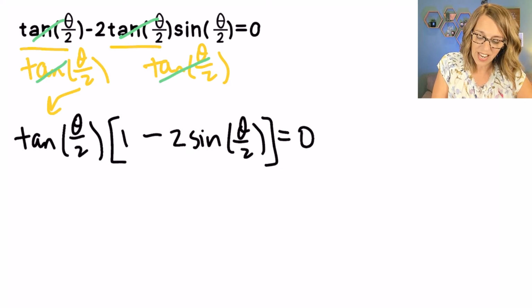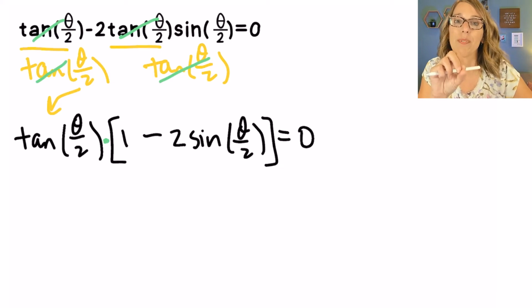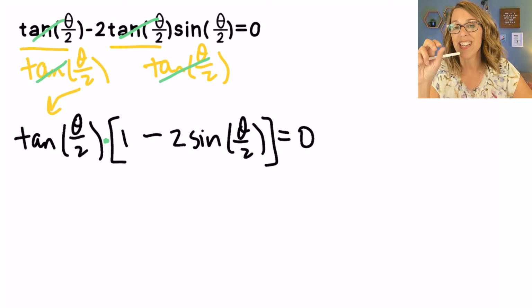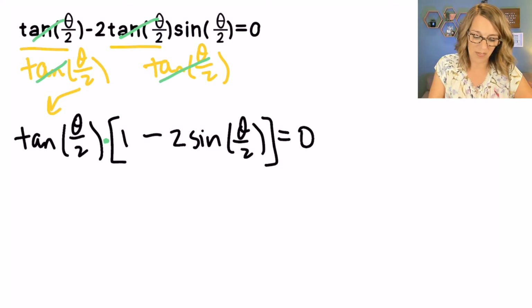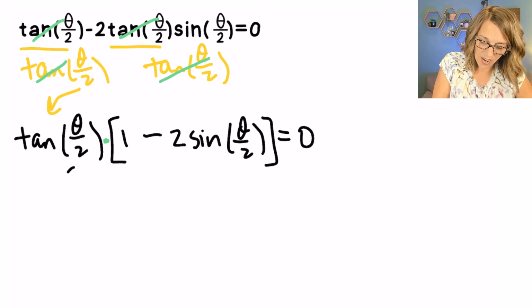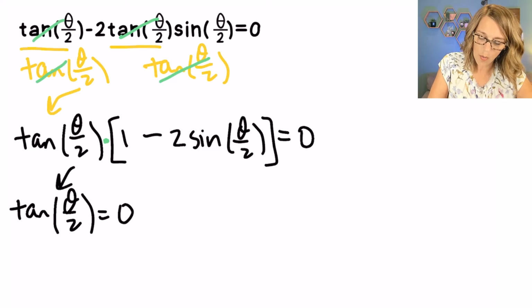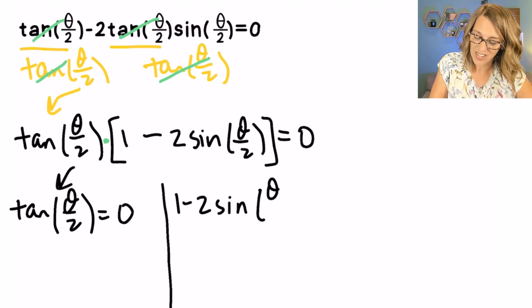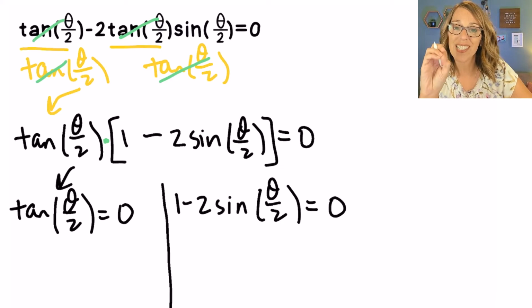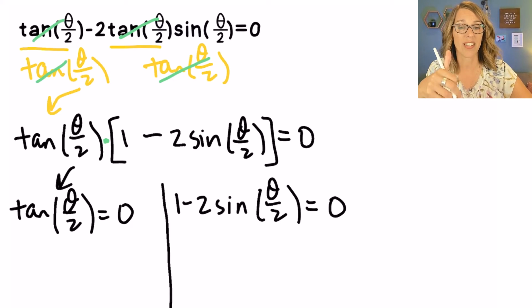Now, this is a product, and in order to get a product equal to 0, I need either the first factor or the second factor to equal 0. My two factors are these. So I've got tan theta divided by 2 equal to 0, or, I'm going to go ahead and put a line there, or 1 minus 2 sine theta divided by 2 equal to 0. I'm going to solve these two cases starting with that tangent.